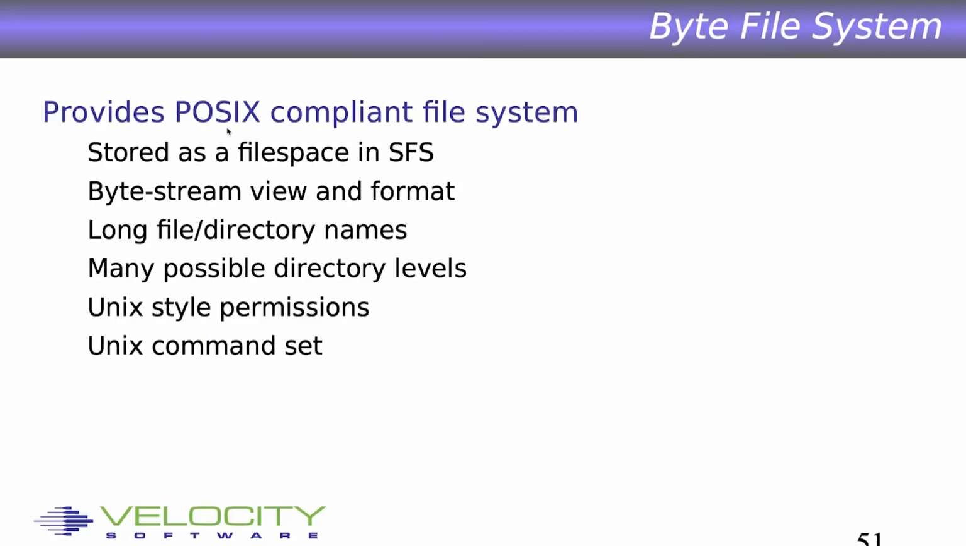So the POSIX compliant file system is stored as a file space in the shared file system. So it uses the exact file pool that we would define, but you just tell it it's a BFS file space, a byte file system file space. It's a byte stream. You can have long file and directory names. I think the limit is 255. Many possible directory levels. You're not limited to 8 like you are with SFS.